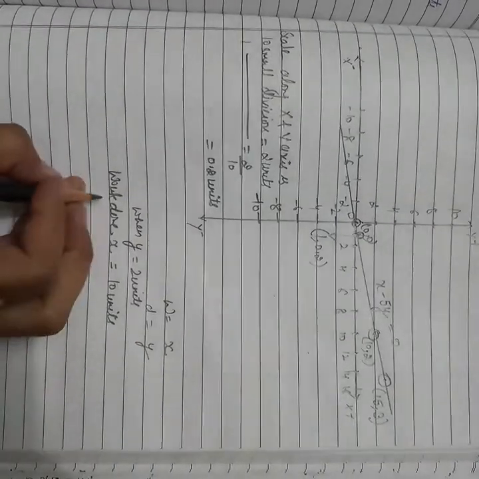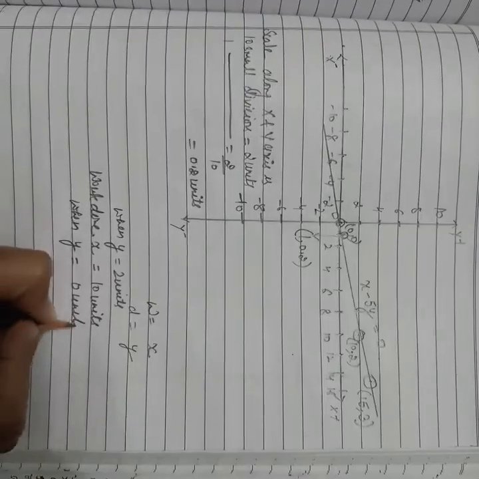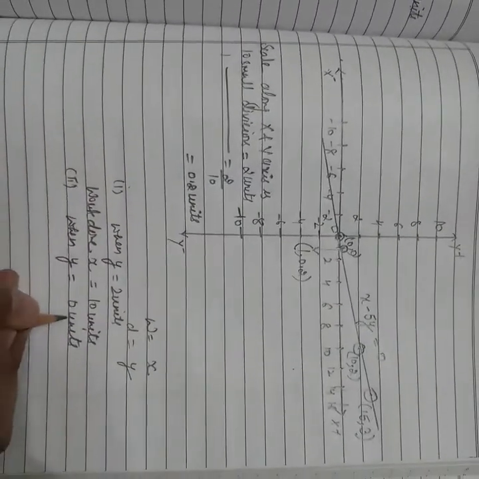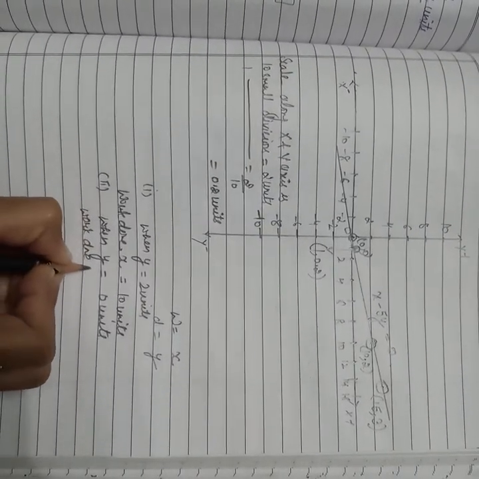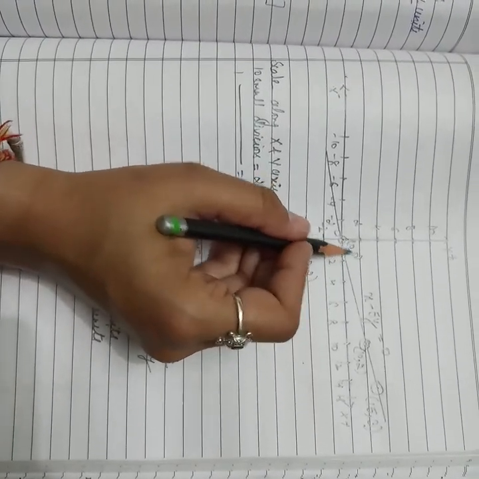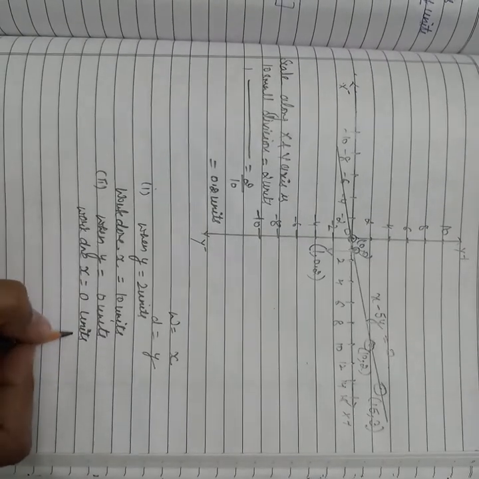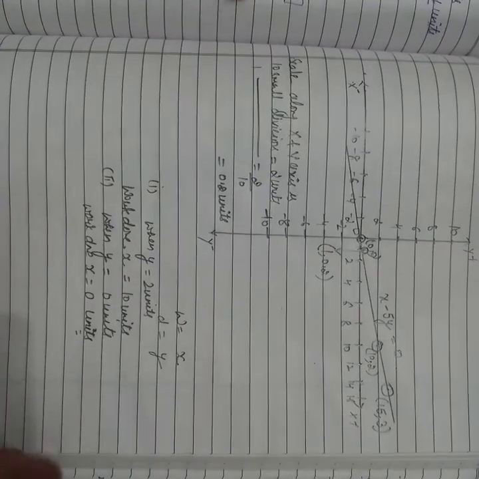And next is when y equals 0 units. This is the first part and this is the second. When y equals 0 units, then the work done, that is x, when y is 0, then x is also equal to 0, so x equals 0 units. And this is the graph of question number 6.